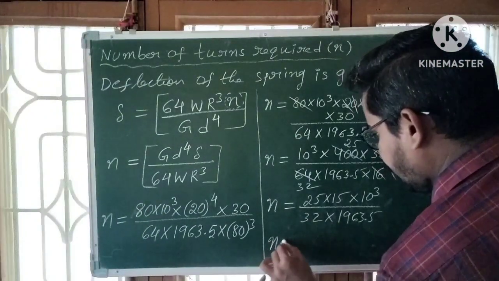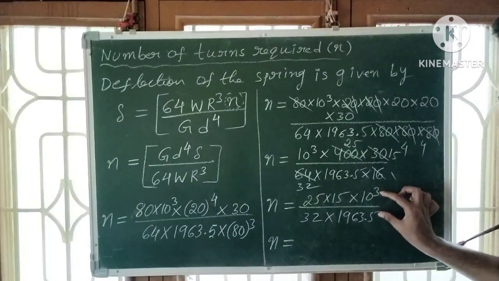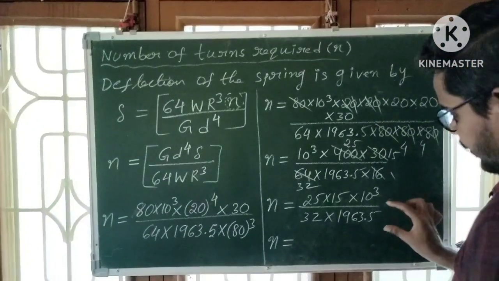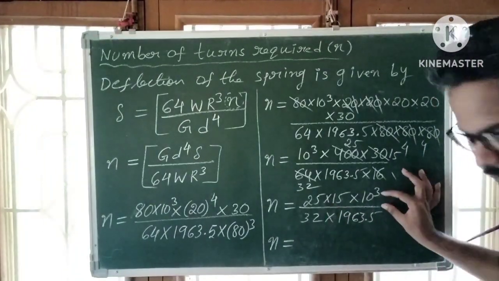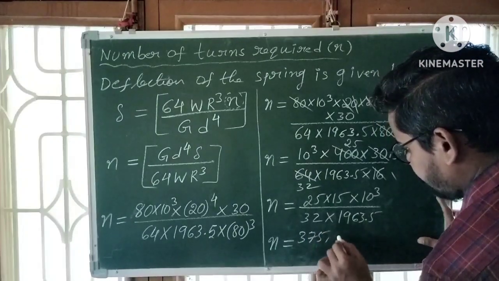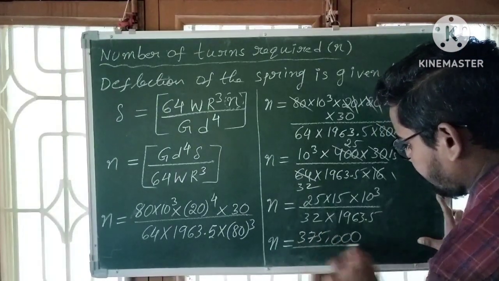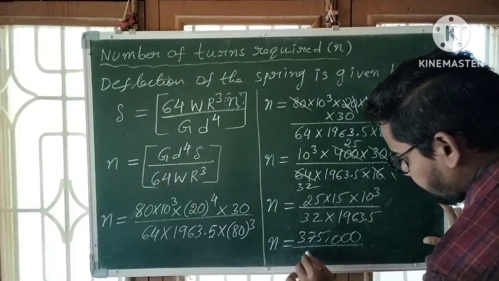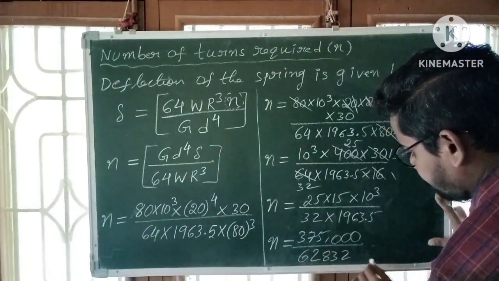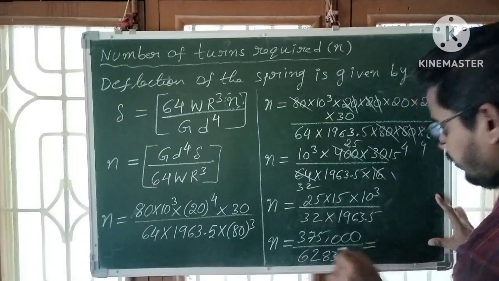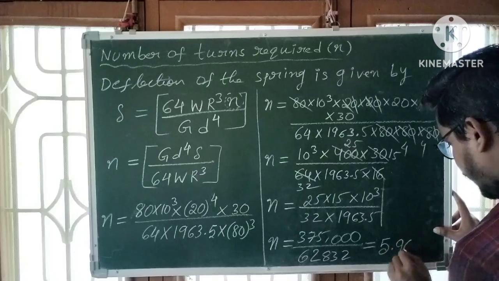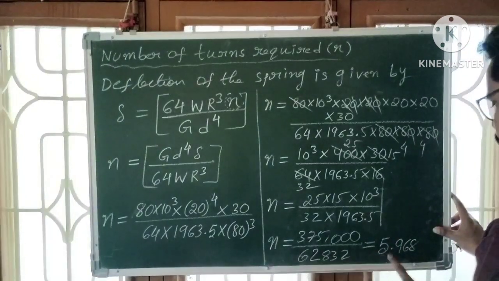Now if you calculate, you will get the number of turns. Here I got the numerator value as 375,000 and the denominator value as 62832. So if you calculate, we get around 5.968. So n is equal to 5.968.